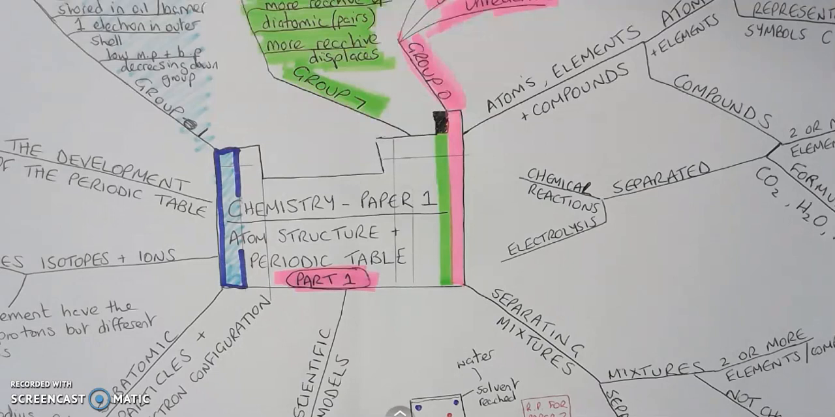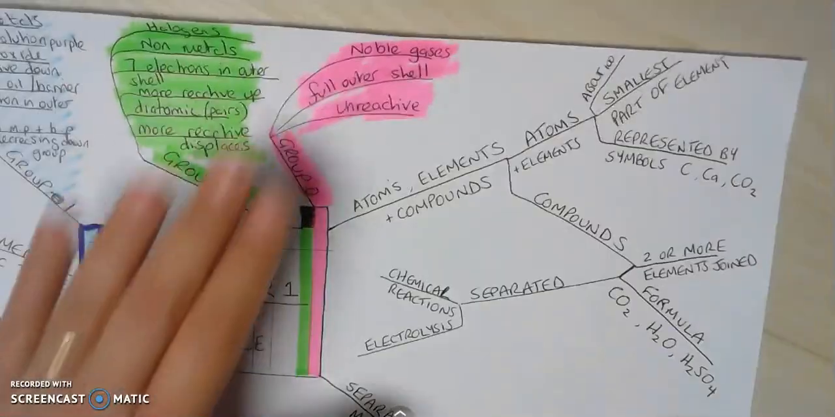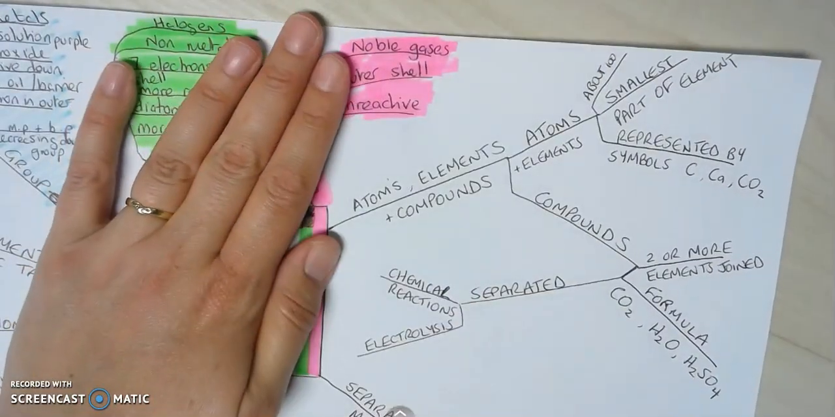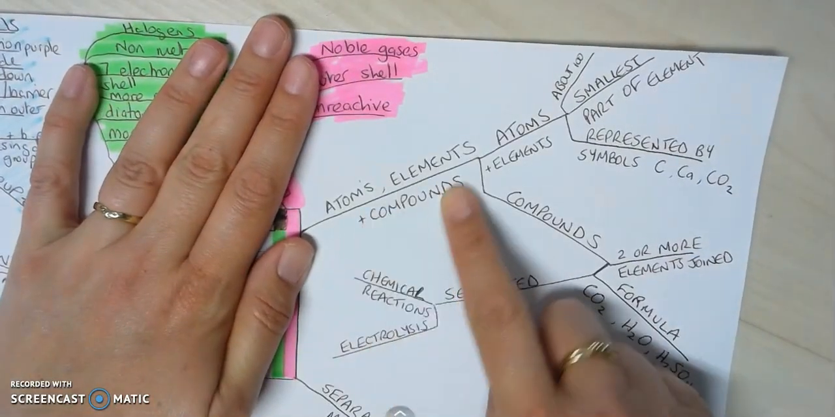So if you want to create this mind map as we go along, you can just pause the video, but if not, just listen to the facts and make sure you learn them. So first of all, let's start off by going over to the top right hand corner, and you can see we've got atoms, elements and compounds.